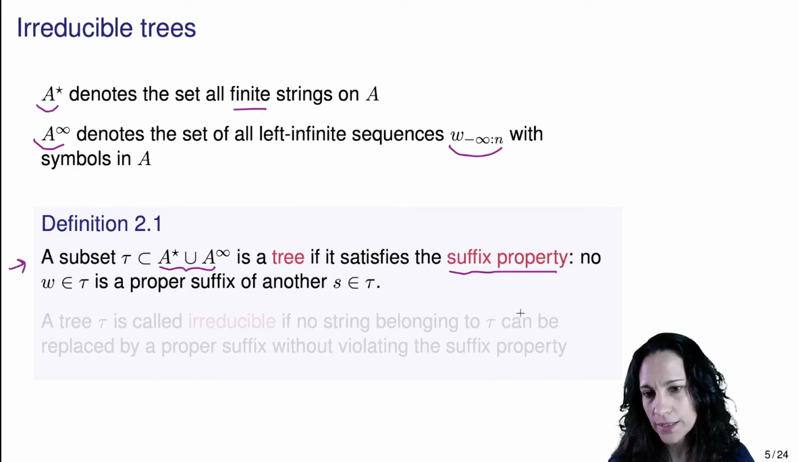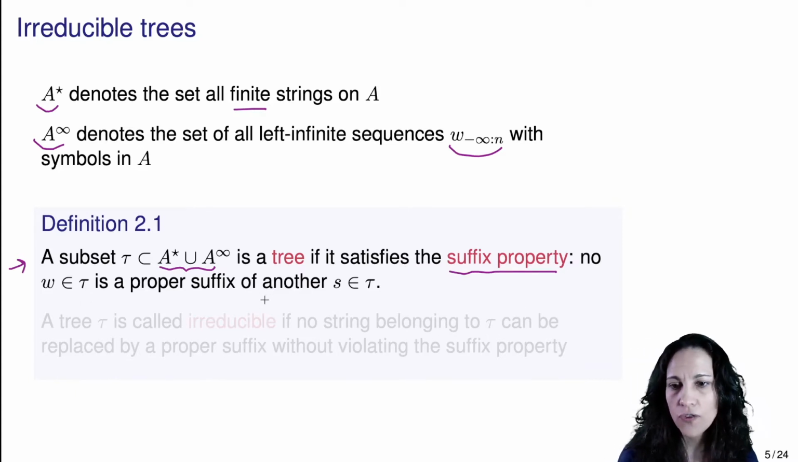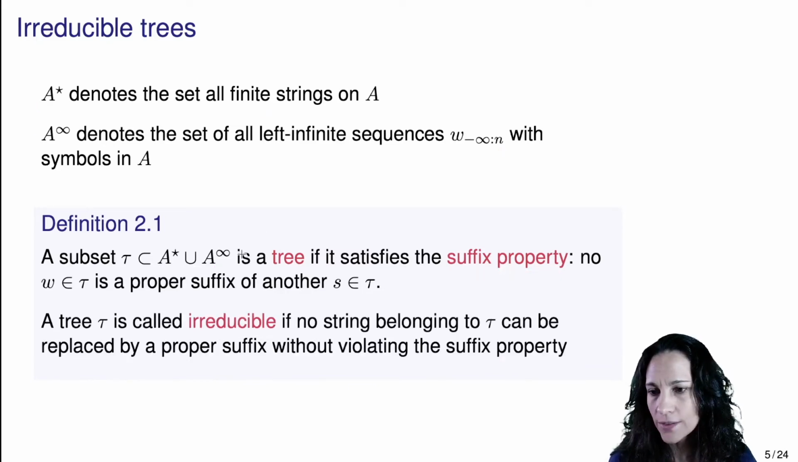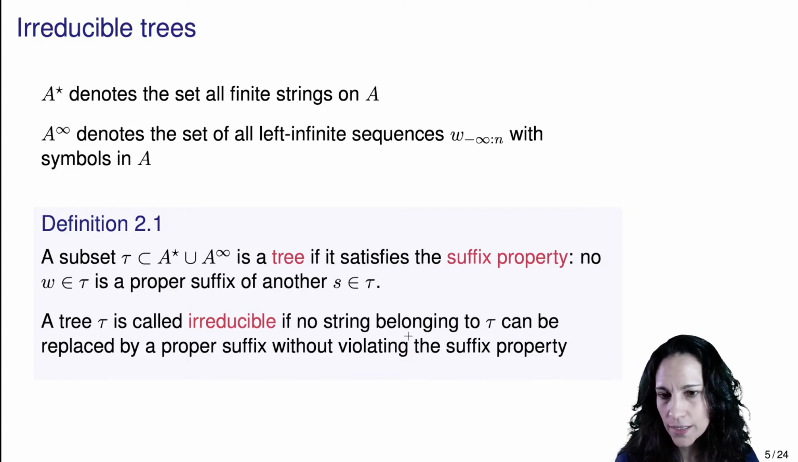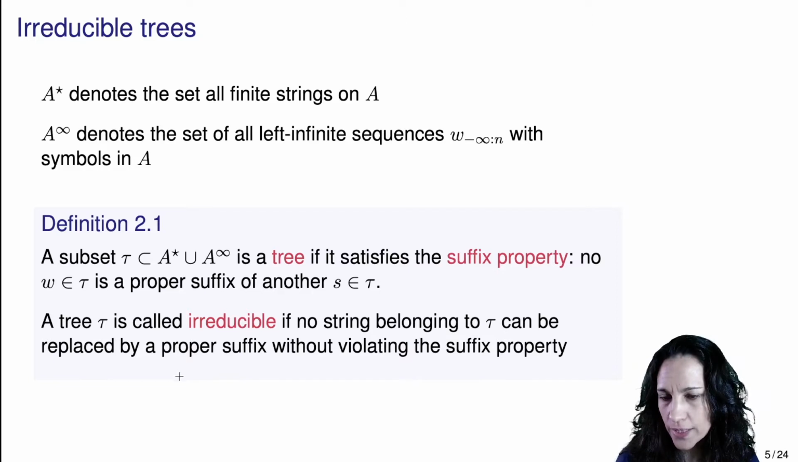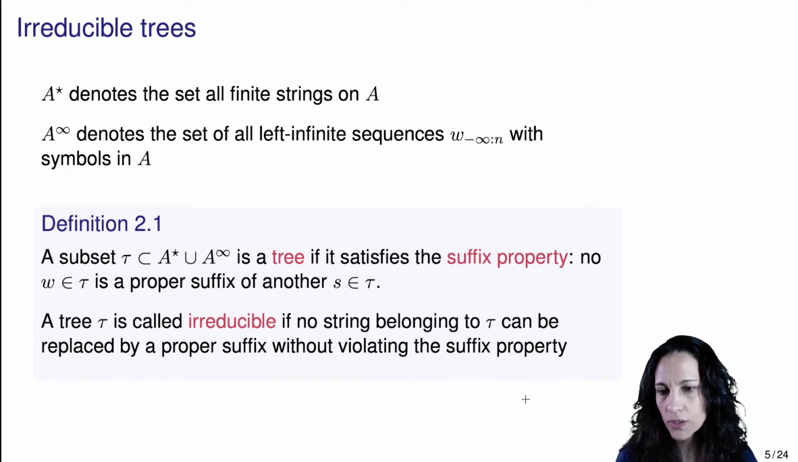This property says that no W in tau is a proper suffix of another S in tau, okay? So a tree tau is called irreducible if no string belonging to tau can be replaced by a proper suffix without violating the suffix property. So we are going to see some examples now about these two notions.